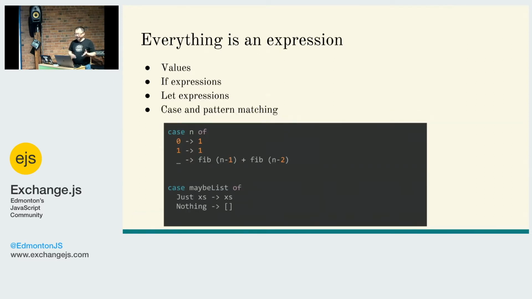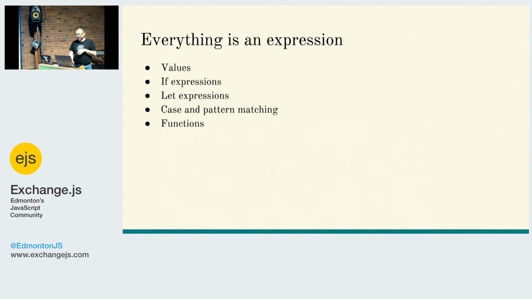Now we also have case and pattern matching. The case expression is more interesting. Based on the value of the expression, we can pattern match the value into different branches. So if n is 0, we return 1. If it's 1, we also return 1. For anything else, where underscore means anything else, we return fib (n minus 1) plus fib (n minus 2). That's the Fibonacci sequence. And for Maybe, it can be Just or Nothing. I will talk about custom types and the Maybe type next time. Today we focus on functions.